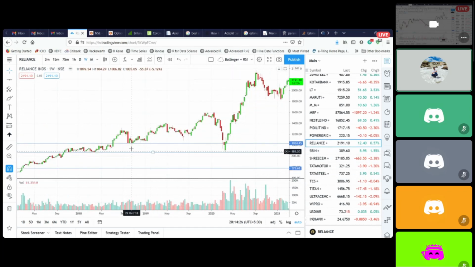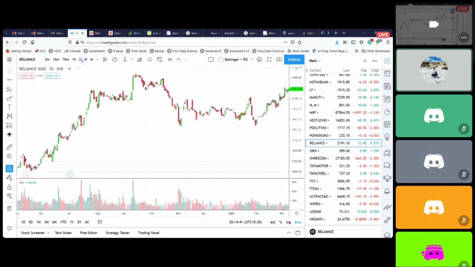If we look at the long term, this was the important bottom here, and lots of trading happening in this range where you have already had multiple bottoms. So 870 to 1030, this was the support zone. Wait for Reliance to see what is happening here in this support.